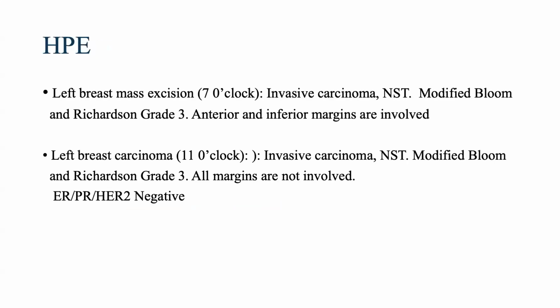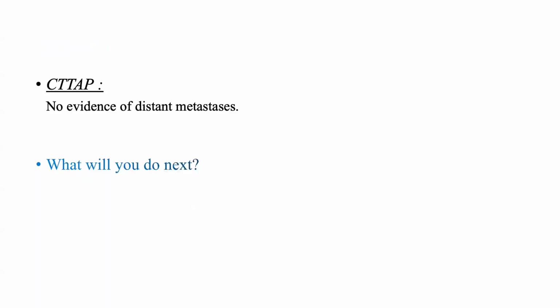Next slide. So the left breast at 7 o'clock has invasive carcinoma, grade 3. The anterior and inferior margins are involved. The other lesion is also invasive carcinoma, grade 3, and its margins are not involved. So it's a triple negative breast cancer. CT staging shows no distant mets. So next.